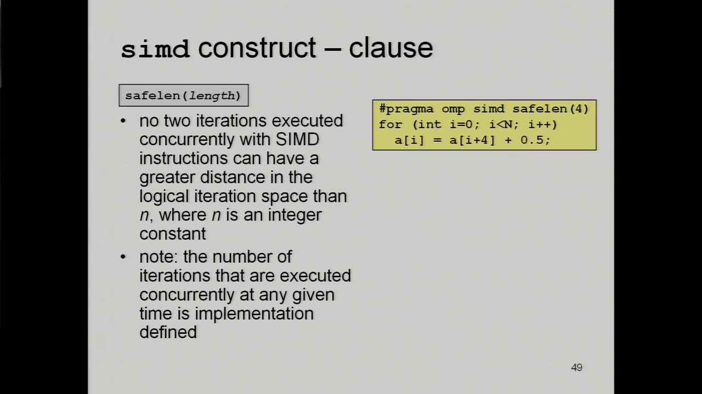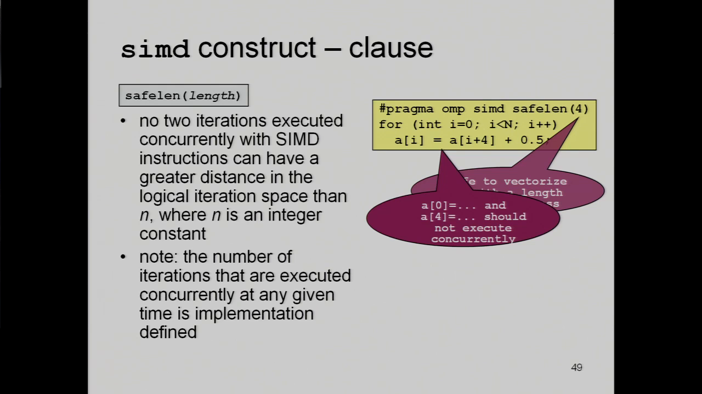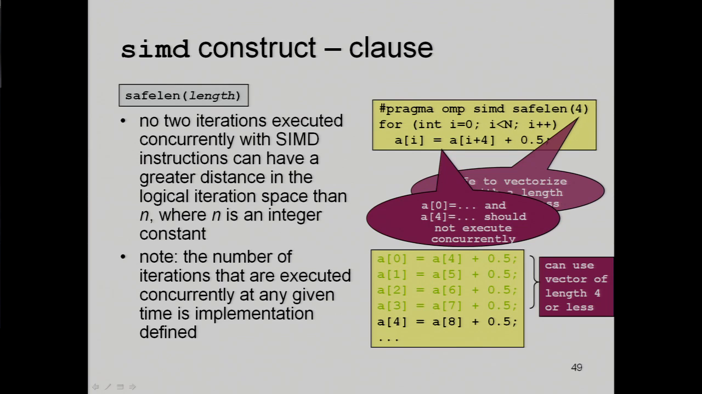So let's have an example. We have safe to vectorize with a length of 4 or less. This is the maximum value. It's not guaranteed that you always get 4 if you specify a maximum of 4. The compiler may give you a value lower than 4, whatever the compiler thinks is safe to do. So what it means, for example in this simple example, is that A[0] and A[4] should not execute concurrently. This is what it says. And what it means is that, since A[0] and A[4] cannot execute concurrently, you can safely vectorize A from 0 to 3, and then pretty much give you one instruction to do it.